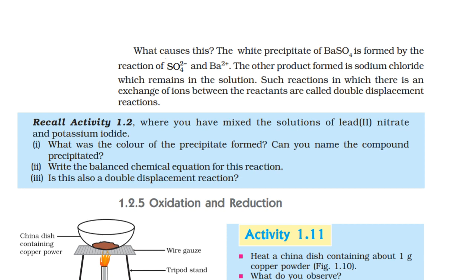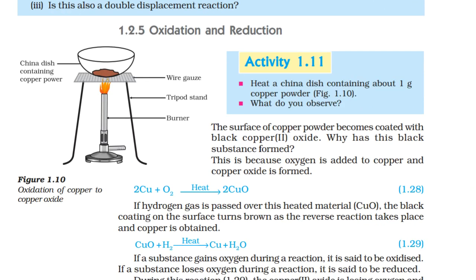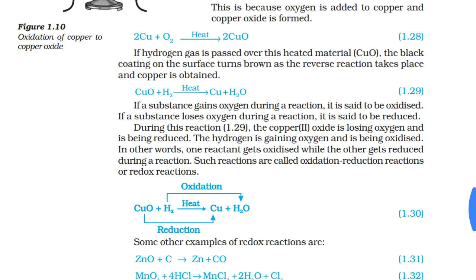Then comes oxidation and reduction. The surface of copper powder becomes coated with black copper oxide. Why does this black substance form? This is because oxygen is added to copper and copper oxide is formed. If hydrogen gas is passed over this heated material, the black coating on the surface turns brown as the reverse reaction takes place and copper is obtained.